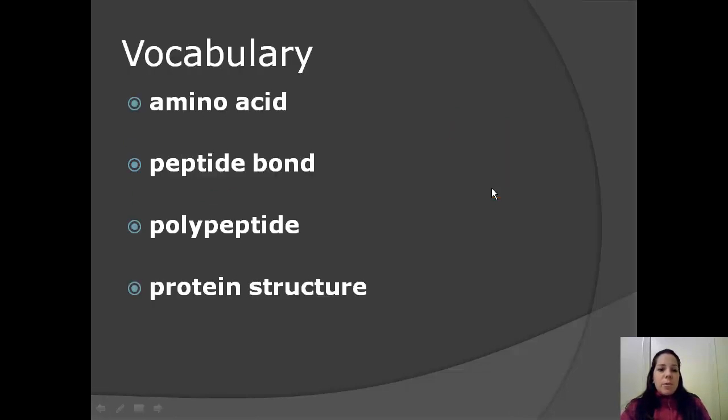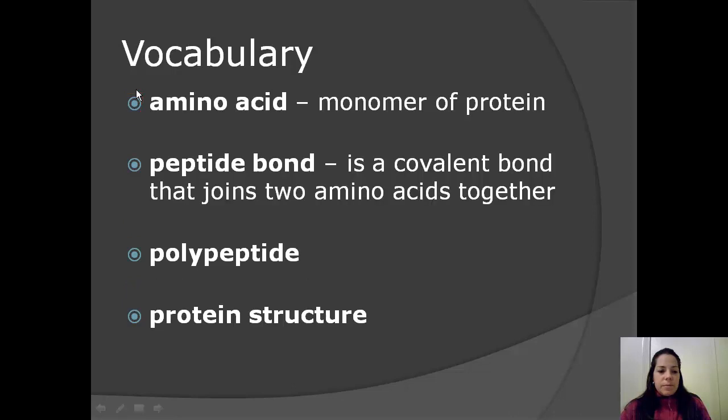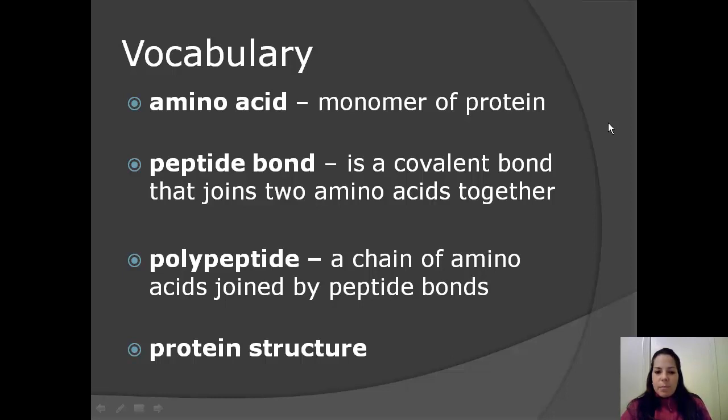So a little bit of vocabulary before we get started, just to make sure everyone's on the same page. Amino acid is a monomer of protein, so the smallest building block or subunit. A peptide bond is a covalent bond that joins two amino acids together. And peptide bonds are formed through dehydration synthesis reactions, so taking out that H2O molecule. So when you form a peptide bond between two amino acids, you begin to form a polypeptide. A polypeptide is a chain of amino acids joined by peptide bonds. And finally, protein structure has four levels that we're going to be discussing today.